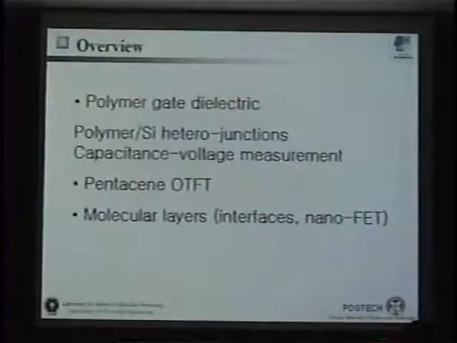So I'm going to talk about polymer gate dielectrics based on polymer silicon heterojunctions, and I'm going to talk about capacitance voltage measurement. I'm going to talk briefly about the gate insulators we tried, and then pentacene OTFT based on those insulators. Finally, I'll talk about molecular layers for the improvement of interfaces and to make so-called nano-FET devices.